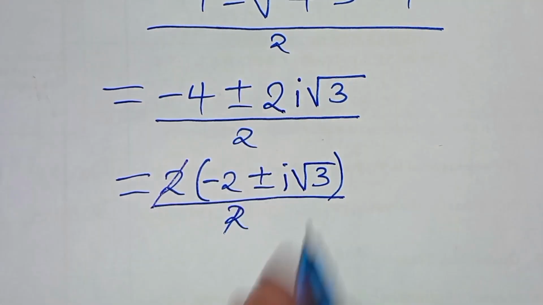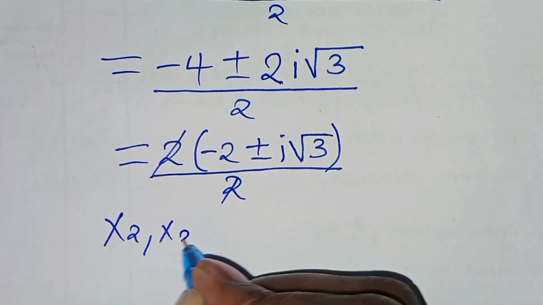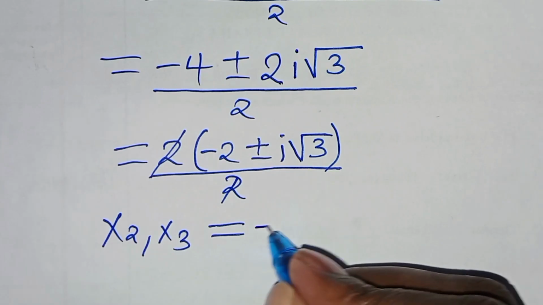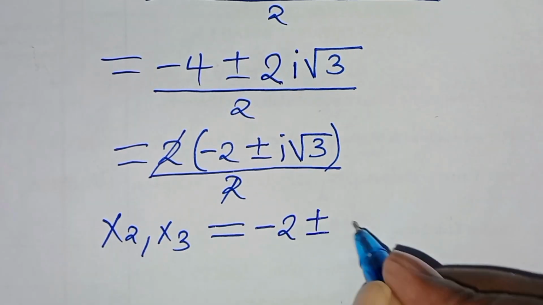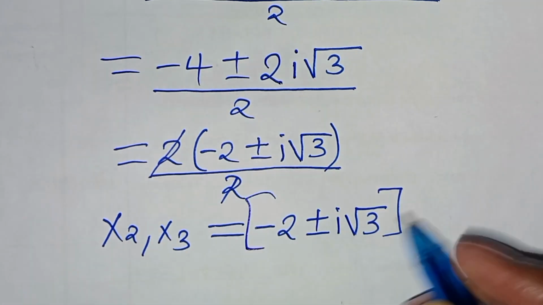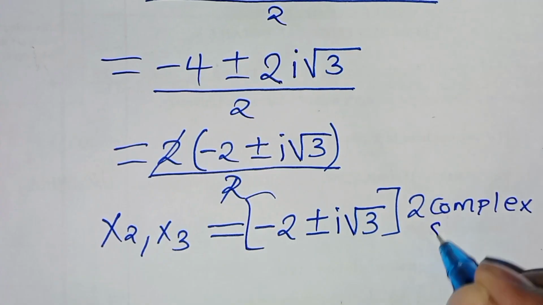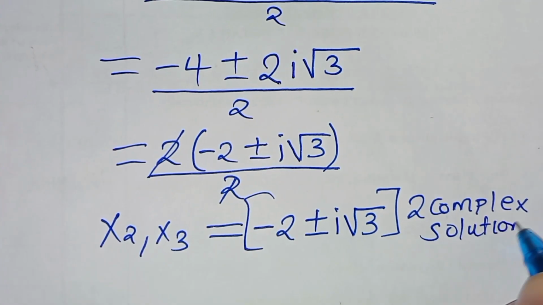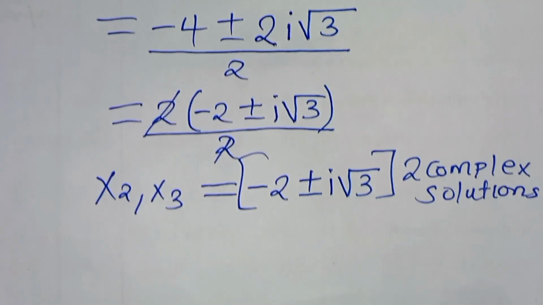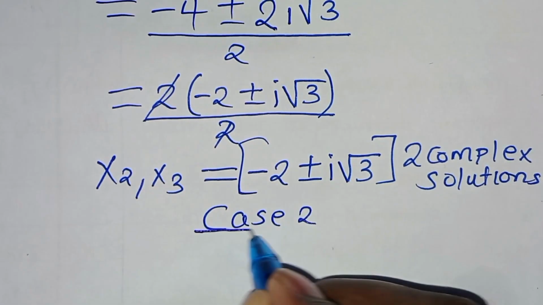So this implies that x2, x3 is equal to minus 2 plus or minus i square root of 3. So these are two complex solutions under case 1. So let's proceed to case 2.